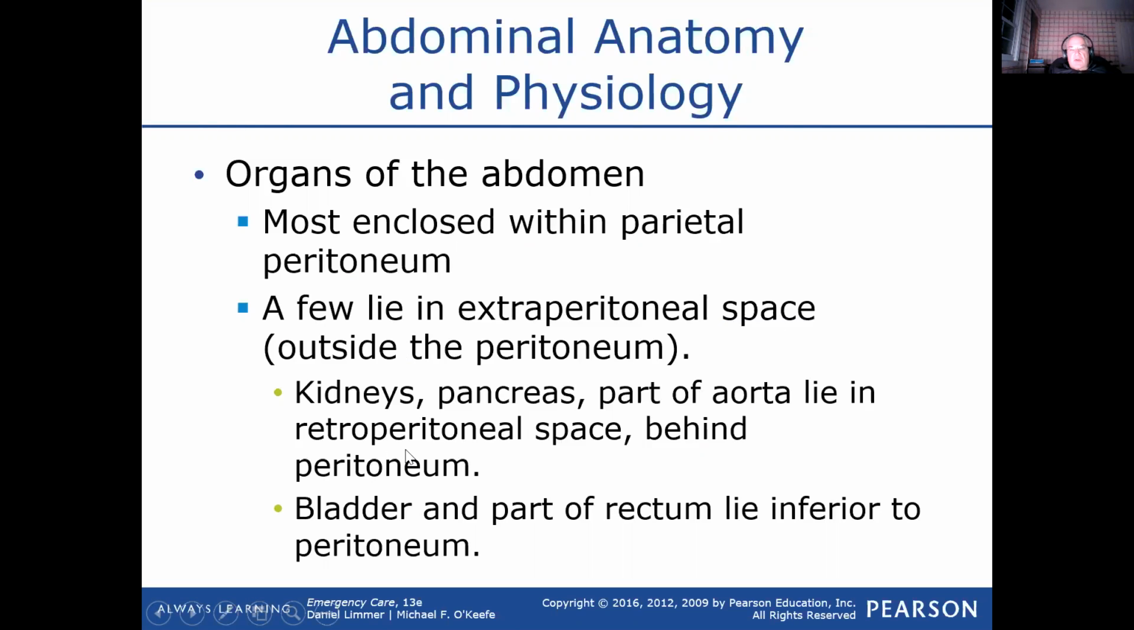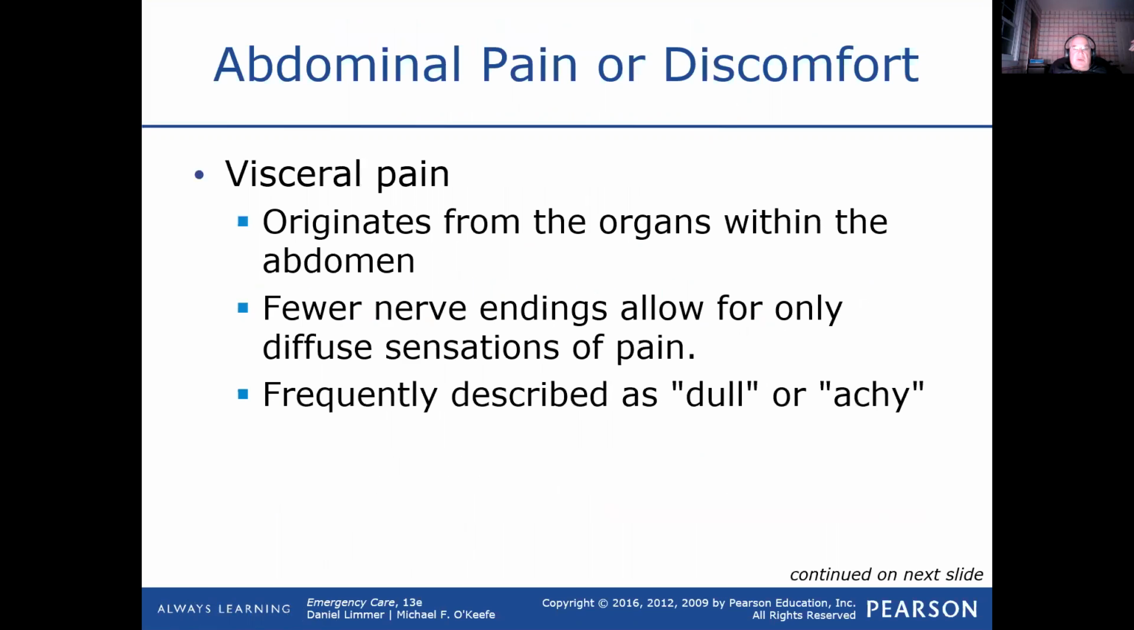So there are certain organs that are inside that whole peritoneal space, and there are some things that lie outside of it. Once they lie outside of it, they're just more likely to be injured because they have one less layer of protection.